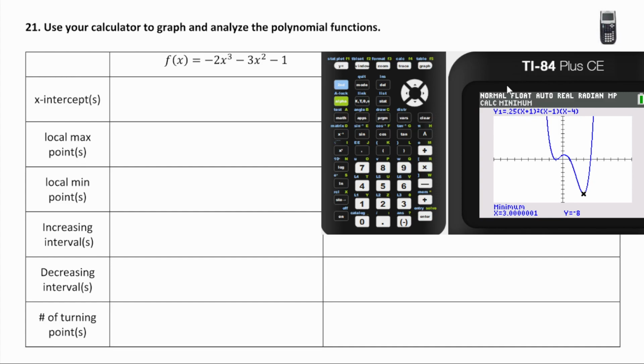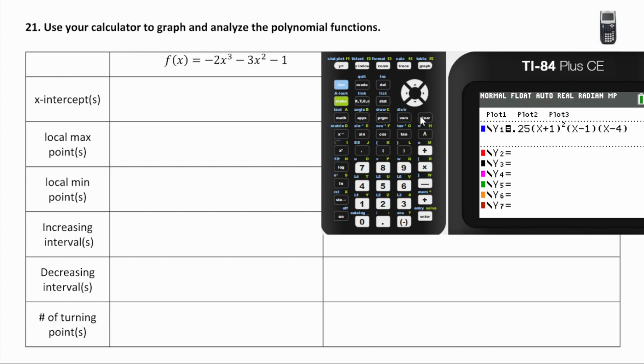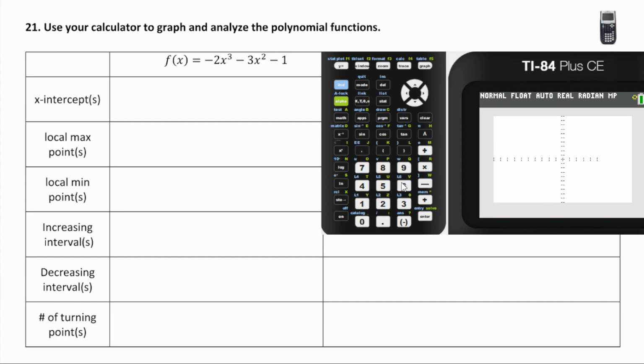Alright, so the next ones are going to require us to use our graphing calculator. That's for some other thing I was doing recently. So let's just type in the polynomial. I needed negative 2x cubed minus 3x squared minus 1, so I'm going to go and insert that. I'm going to zoom to the standard window and see, hopefully, it's showing me everything I need to see.